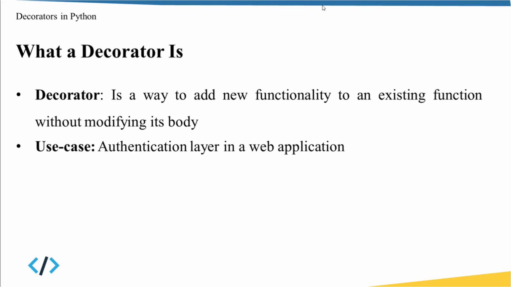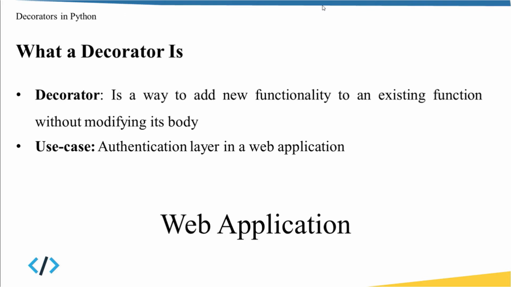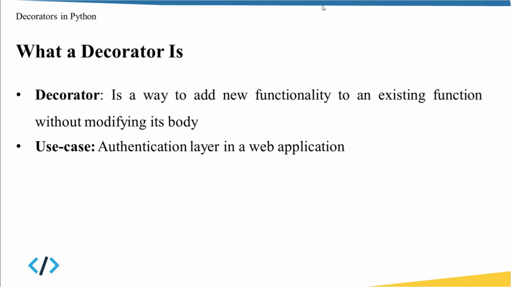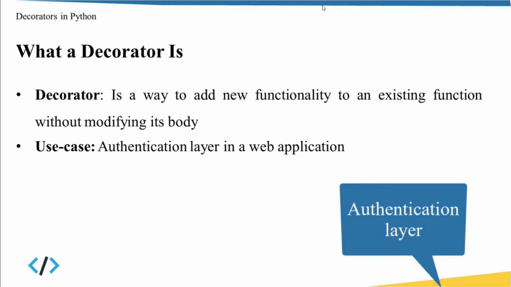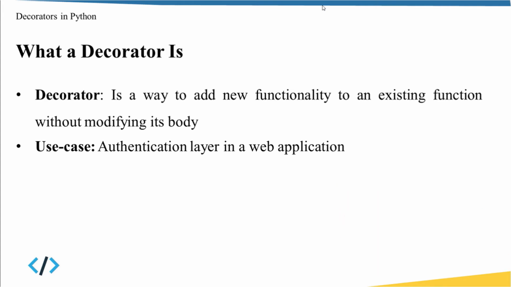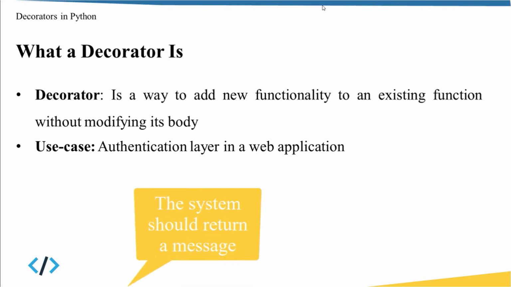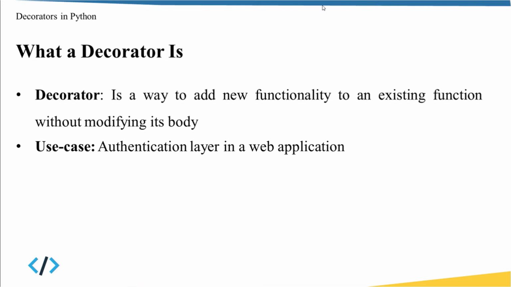I will take as a use case an authentication layer in a web application. When we develop a web application, we build some functions and then we call these functions over the internet using the HTTP protocol. The point is that when your web application supports authentication, which means only authenticated users can use these functions, you have to add this authentication layer to all of the available functions. Which means if an authenticated user requests a function, the function will work properly. Otherwise, if the user is not authenticated, for example, the system should return a message that you are not authenticated and you are not able to use this request.